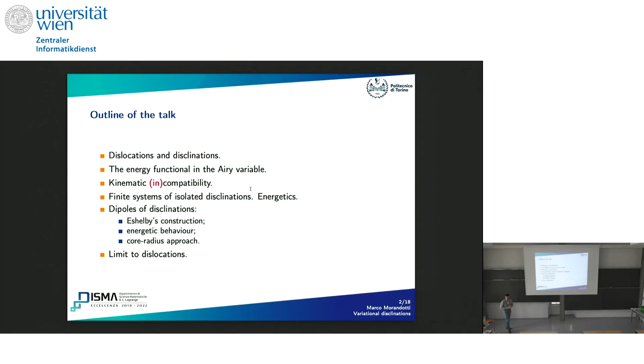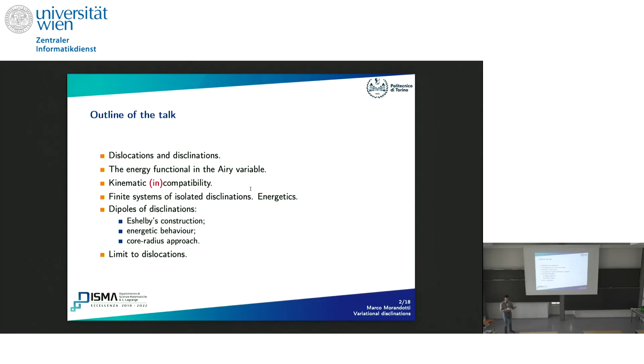So the menu for today's talk is the following one. We're going to see what dislocations and disclinations are. And the idea that we got to try and frame disclinations in a variational framework is to find an appropriate energy functional written in the Airy variable, which is a trick very popular in the engineering community when you've got a two-dimensional problem and you want the equilibrium equation, so the divergence of the stress equal to 0, to be automatically satisfied.